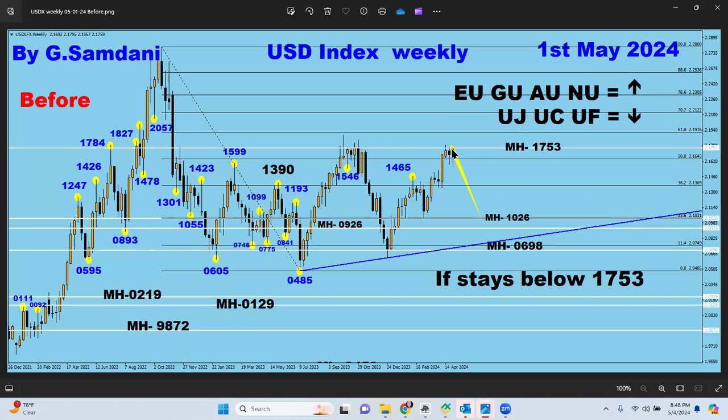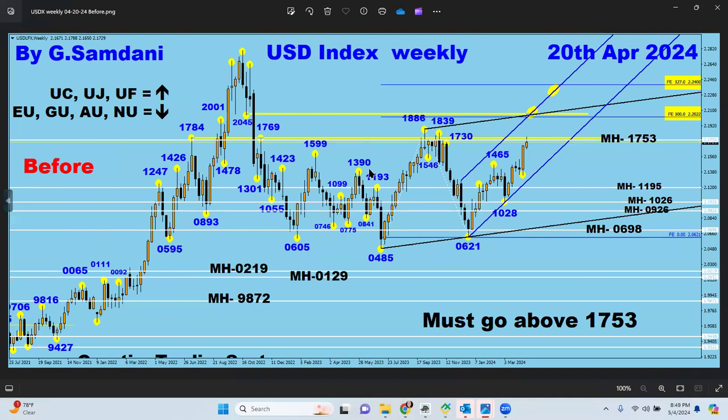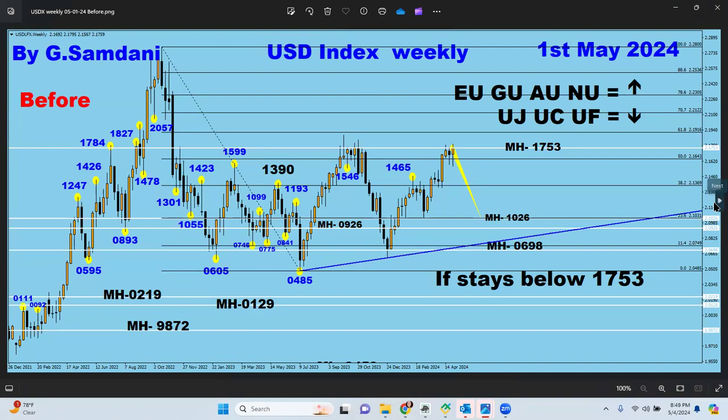And it says that if we can stay below this level here, 1753, then we're going to drop here, right? So basically, I was expecting a drop below this, or another version that I had. If we don't drop, and we go above this level, then we're going to go up here and then maybe here. Both scenarios, I always cover both options, up or down. If it's going to go down, what am I supposed to do? And if it goes up, how am I going to trade those USD pairs?